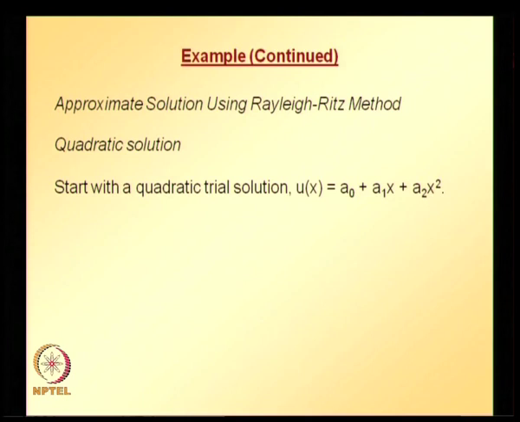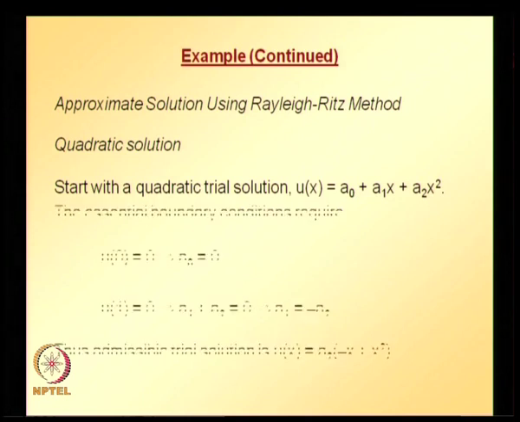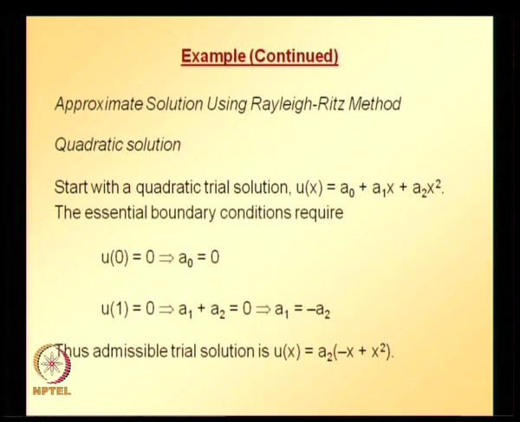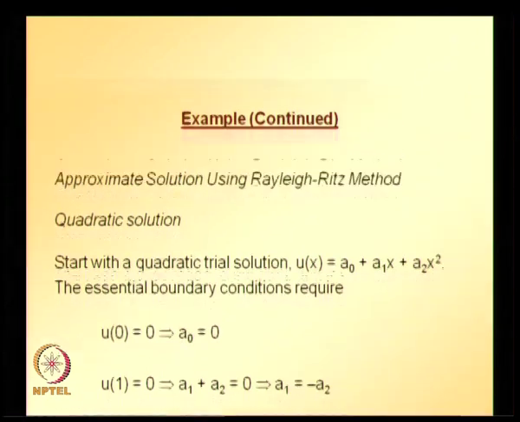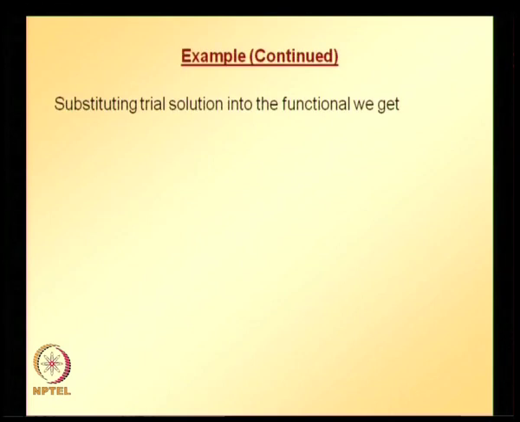And before we proceed further, we need to make this admissible. Substitute the essential boundary condition, and that results in a0 equal to 0 and a1 turns out to be minus a2. So the admissible trial solution becomes a2 times (minus x plus x square). Okay. So now you take this admissible trial solution and substitute it into the functional.